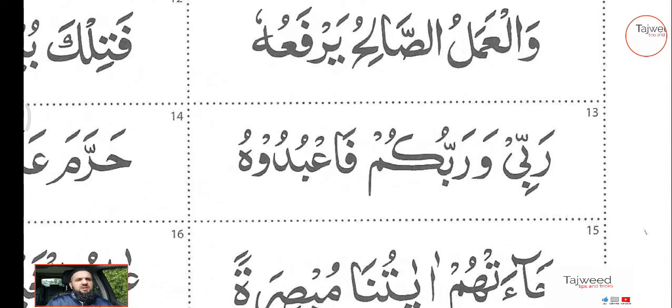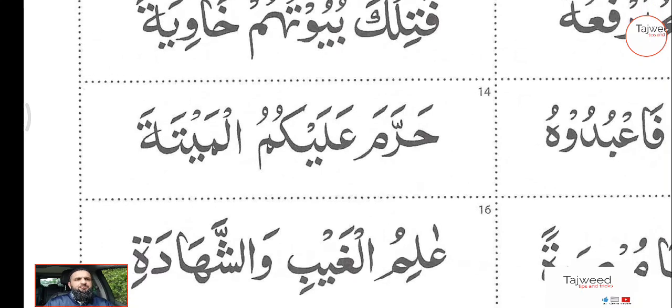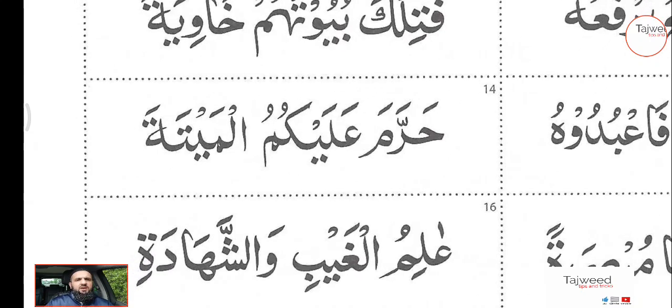Box number 13. Fa'buduhu becomes fa'budu. I'll do that one again because there's a stretch, and straight after the stretch there's the ha sakin. Ha sakina, ha with the sukoon, whatever you want to call it, joining ha. Fa'budu. The ha sound there at the end. In the next example, maytata becomes maytah. Maytah. When we're stopping.